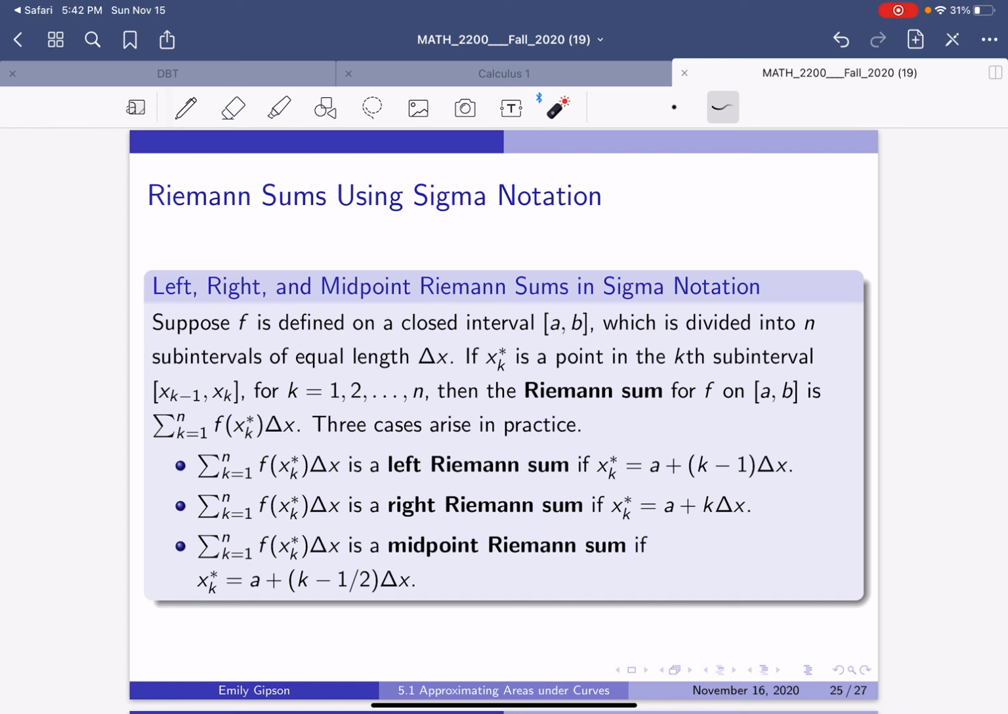And 3 cases arise in practice. For the left Riemann sum, our x_k star is equal to a plus k minus 1 times delta x. For the right Riemann sum, x_k star is a plus k times delta x. And our midpoint Riemann sum is x_k star equals a plus k minus 1/2 times delta x.